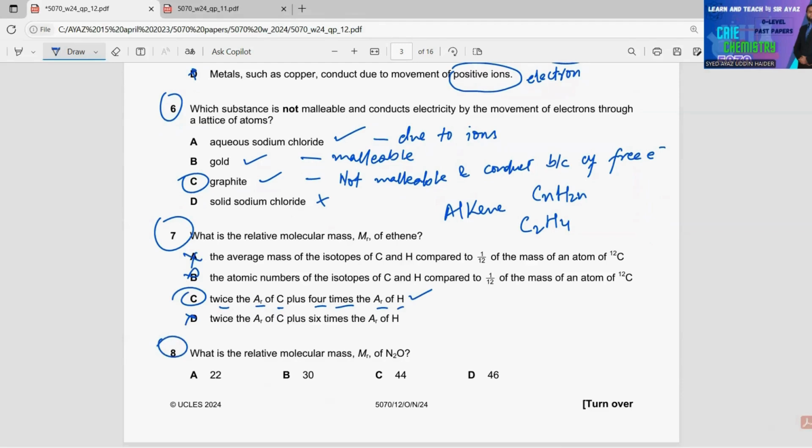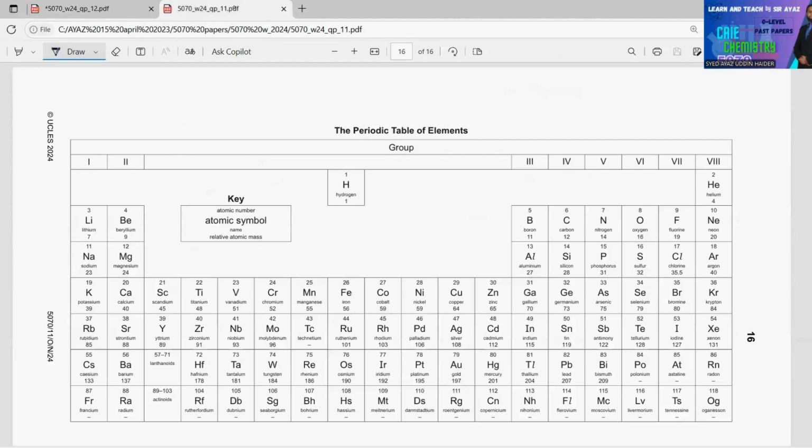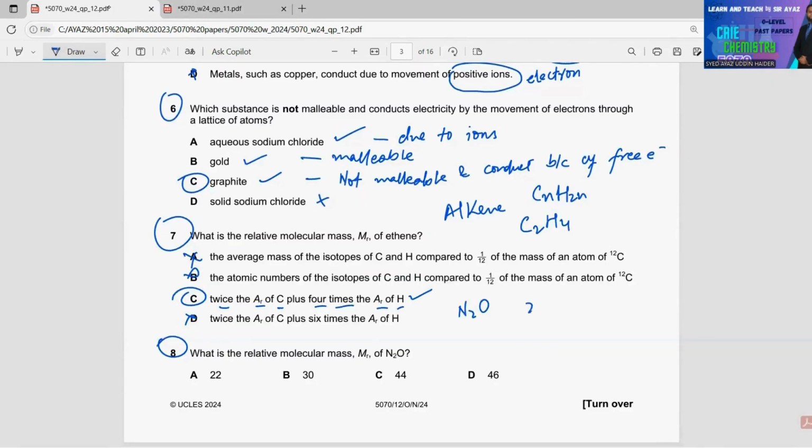8. What is the relative molecular mass Mr of N2O? When you need to calculate the Mr of N2O, you need to know the Ar of nitrogen and oxygen. Here is nitrogen 14, oxygen 16. So there are two nitrogen atoms. So 2 multiplied by 14 plus we have one atom of oxygen, 1 multiplied by 16. So you will get 2 multiplied by 14, 28, 28 plus 16, that is 44. So C must be the right answer in this case.